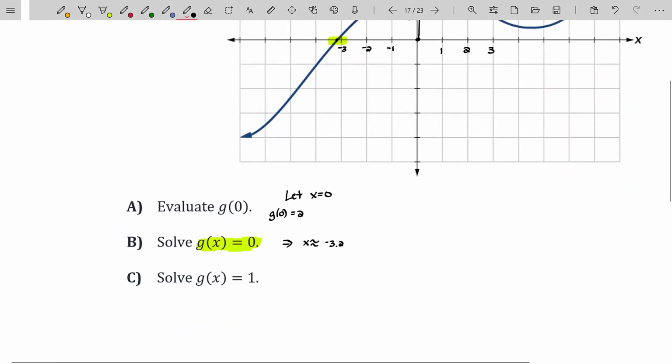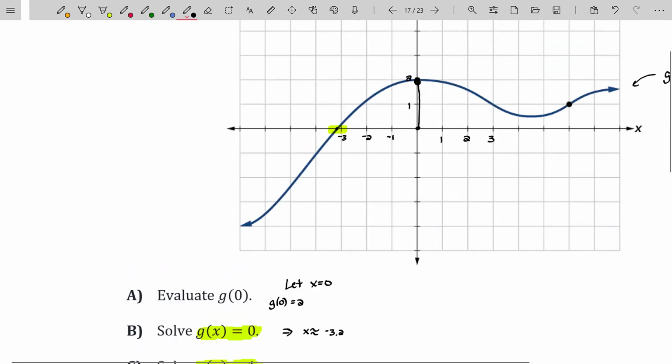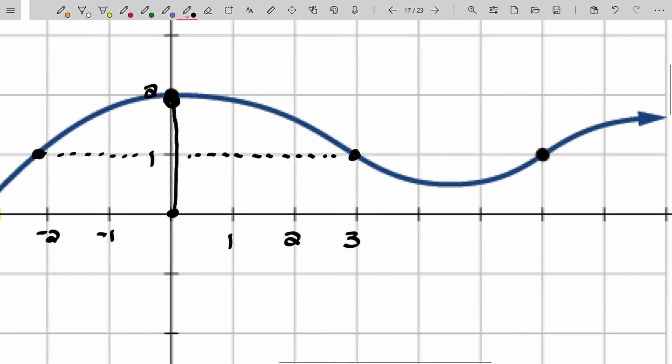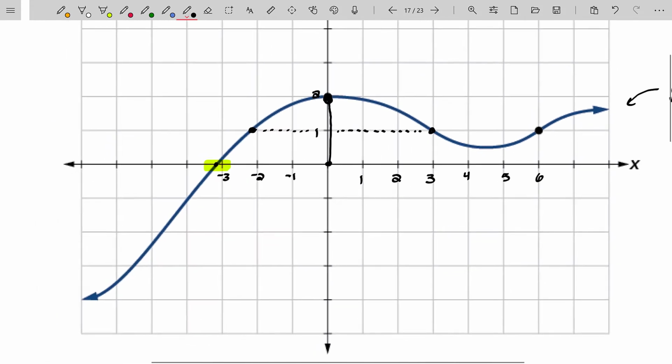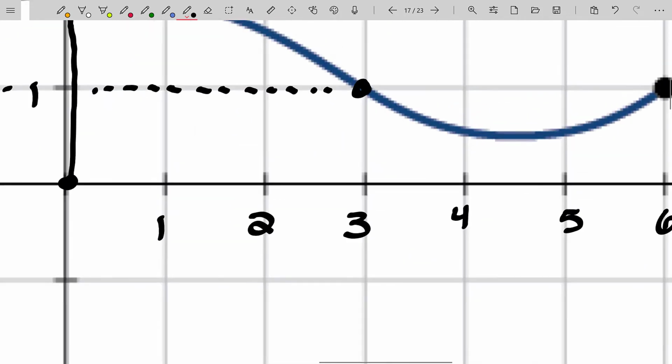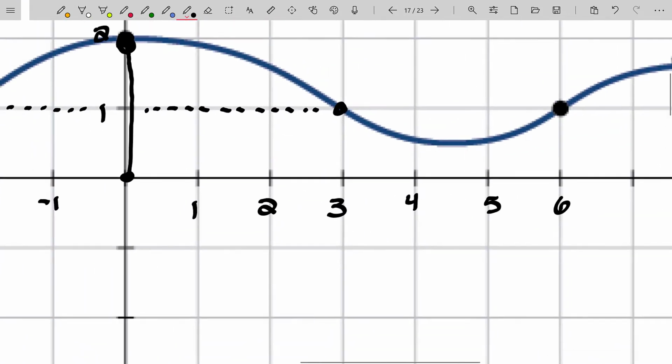And then finally, solve g of x is equal to 1. Again, that's like saying when is y equal to 1? So if I look at my curve here, our curve reaches a height of 1 right about there. Our curve also reaches a height of 1 right about here. I would say that's probably 3. And it reaches a height of 1 at, what is this, 4, 5, and 6? 6. So there are 3 spots where our curve reaches a height of 1. It's roughly about a -2.2, and I'm going to say roughly 3, and also 6.